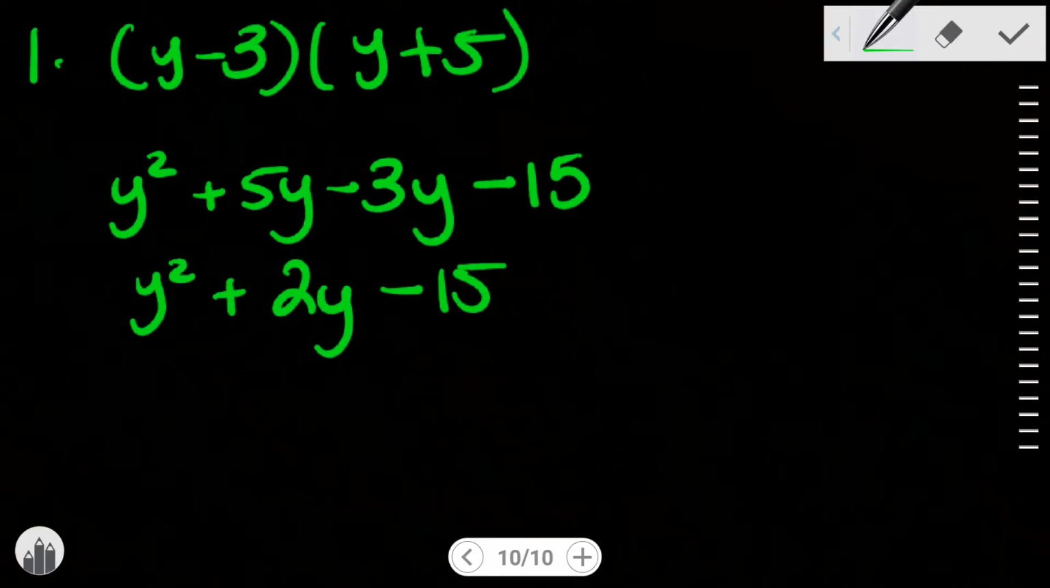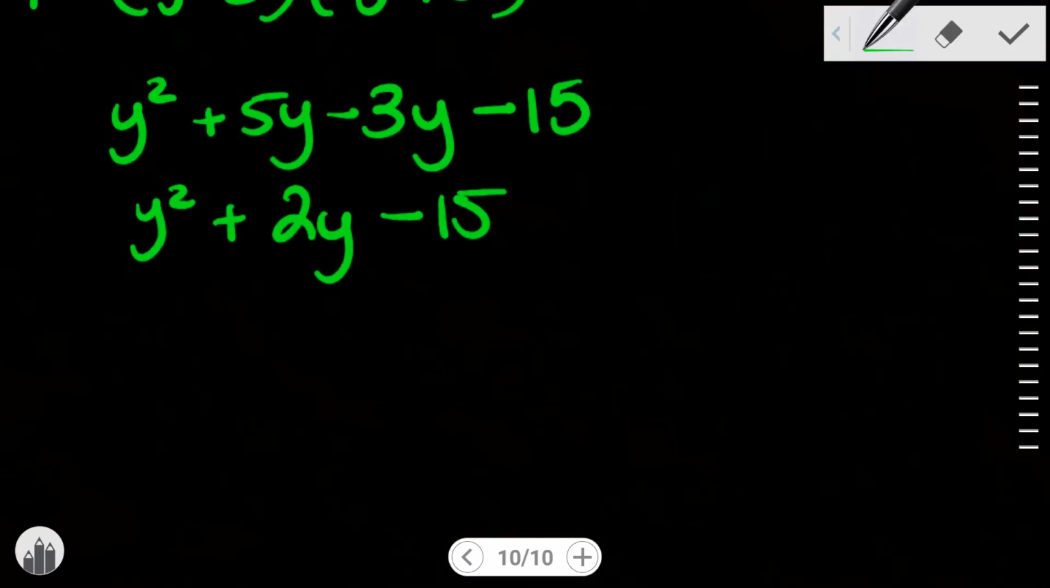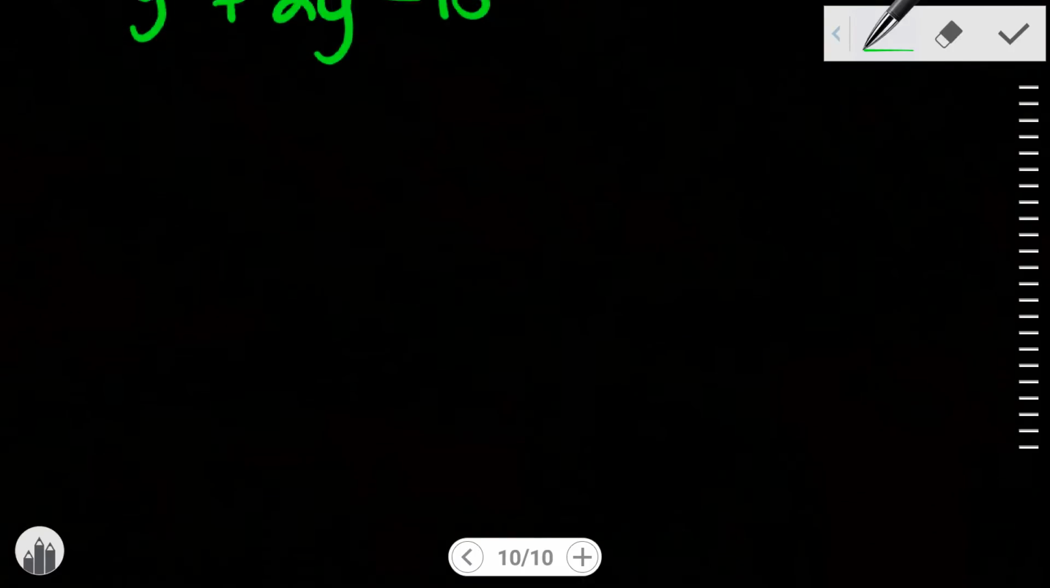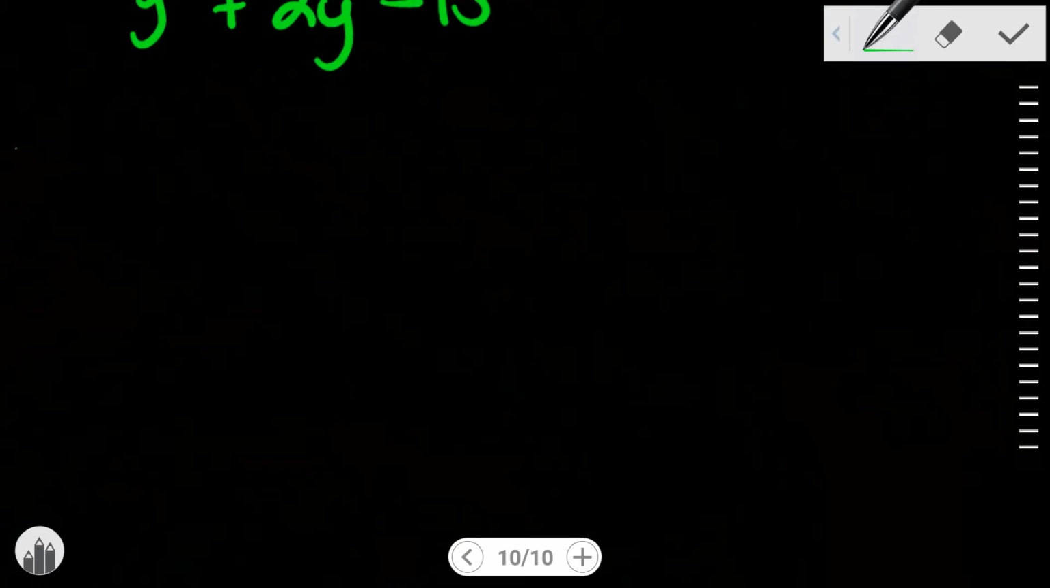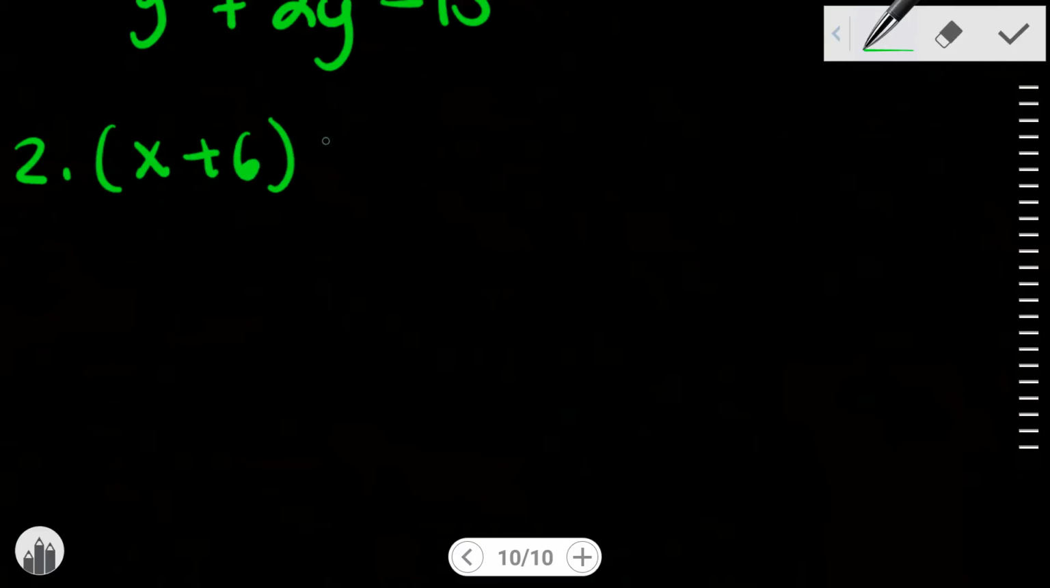All right, so we're going to move on to another example. Let's go ahead and do the quantity of x plus 6 multiplied by the quantity of x plus 3. All right, so go ahead and do the FOIL method. So take the two first terms, which is the two x's, multiply those together, you get x squared.